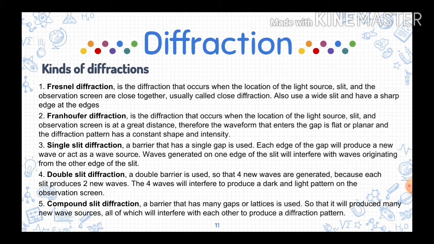5. Compound slit diffractions. A barrier that has many gaps or a lattice is used, so that it will produce many new wave sources, all of which will interfere with each other to produce a diffraction pattern.